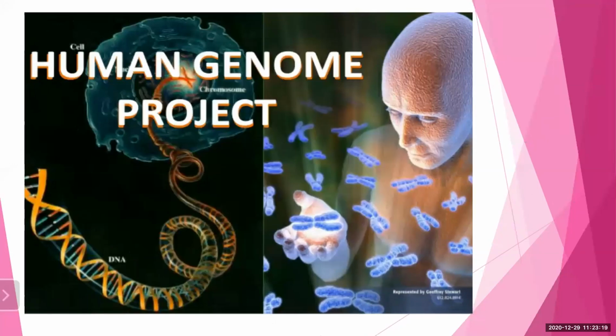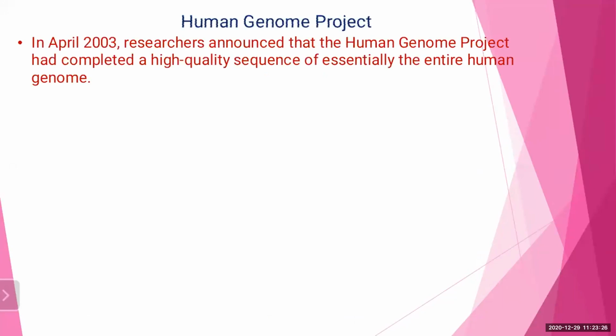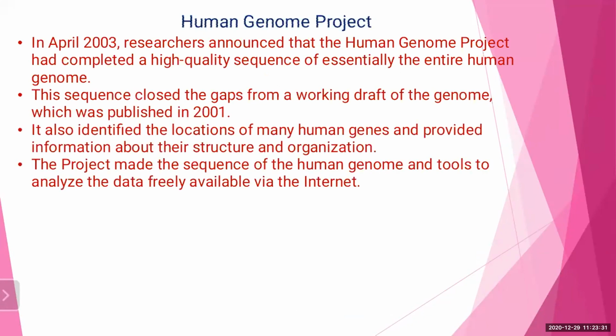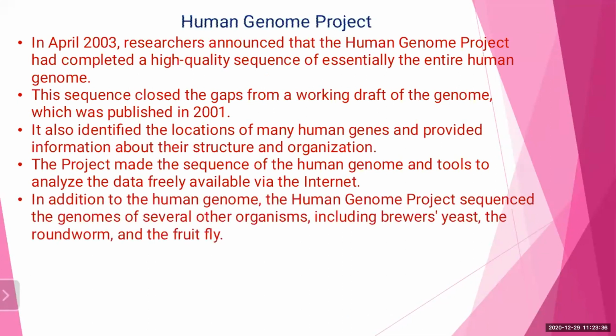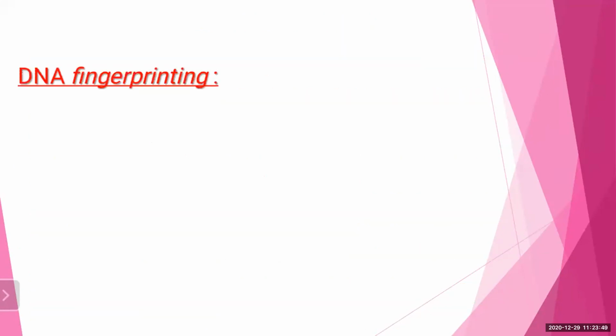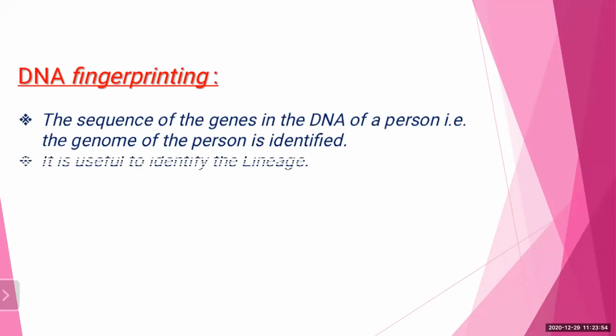The Human Genome Project is studying the sequencing of the genome, or the sequencing of the genes on the DNA. It was successfully completed, and now the research is going on into the disease causing genes and the treatment related to it. So this DNA sequencing is also used to identify the criminals.